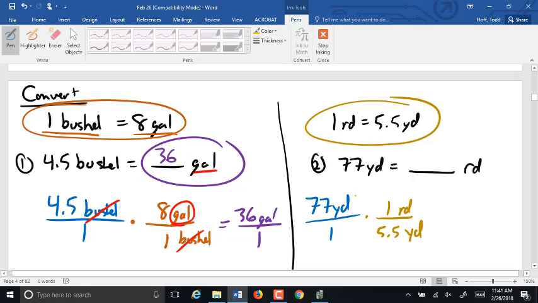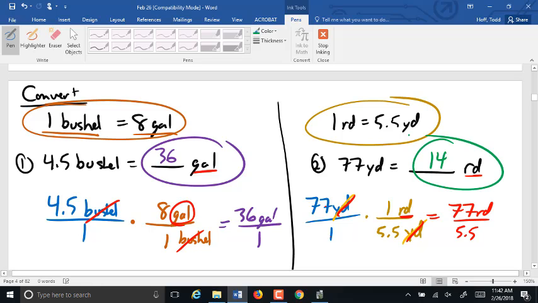So again, we double check. The yards cancel out, and we're going to be left with rods, which is what we want. So now we go ahead and we multiply 77 times 1 rod is 77 rods over 1 times 5.5 is just 5.5. So we do have to divide that out. 77 divided by 5.5 is going to give us, what was that, 14, I believe? So 14 rods.